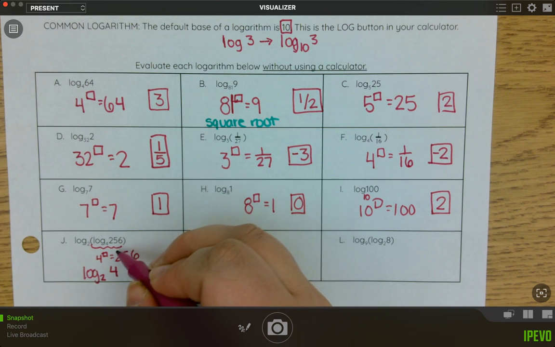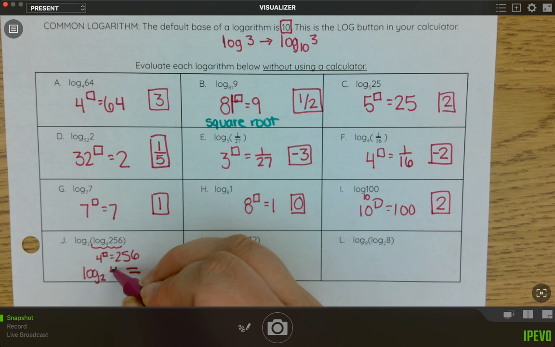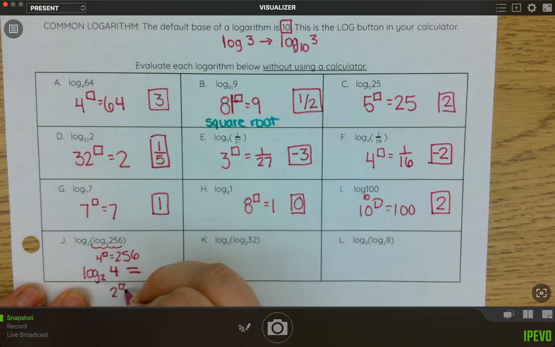Thank you. So 4 to the 4th power is 256. So that's where I'm getting this 4 from. And then you're basically asking yourself 2 to what power is 4 squared.